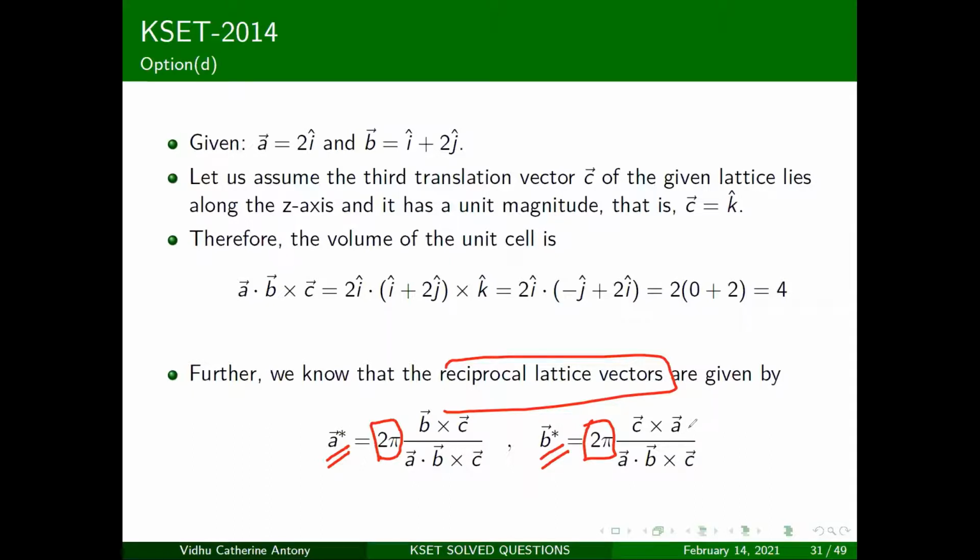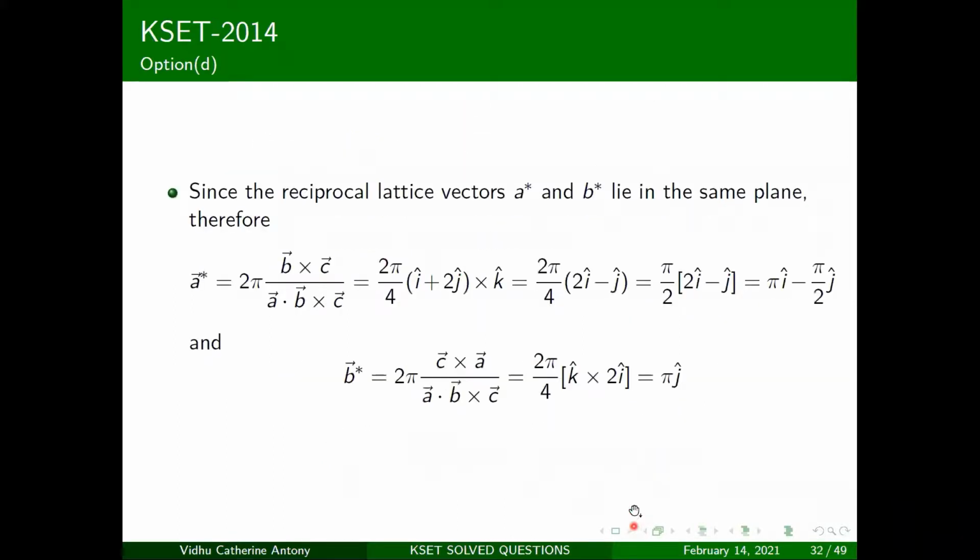Okay, so this B cross C divided by the volume of the unit cell, that's A dot B cross C. And this is C cross A divided by the volume of the unit cell, which is A dot B cross C. Okay. So let's look into how to do them.